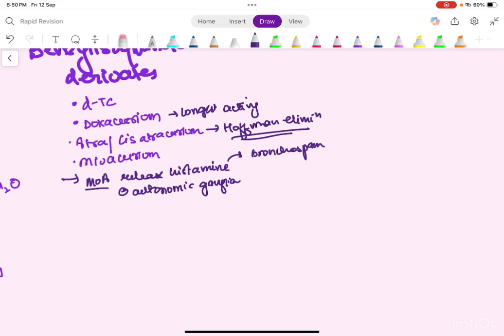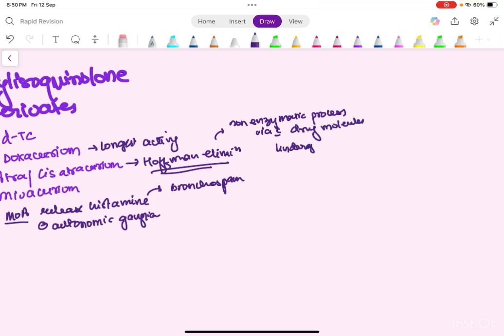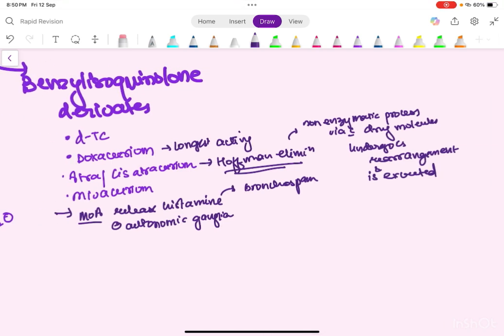Now what is Hofmann elimination? Basically it is a non-enzymatic process via which the drug molecule undergoes rearrangement and is excreted. Alright, then in this, shortest acting is mivacurium. Shortest acting.